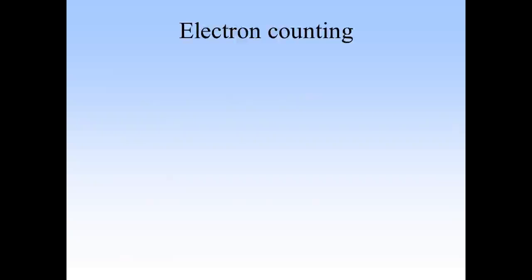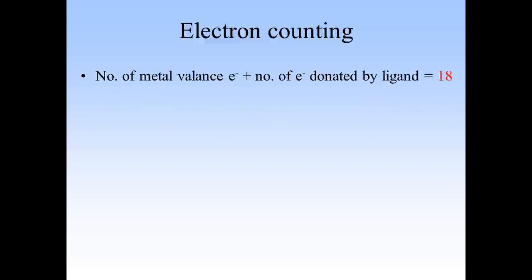Now how are we going to count the electrons? Here is the calculation, very simple. The number of valence electrons of the metal is added to the number of electrons donated by the ligands. If it comes to a tally of 18, then that organometallic compound is very stable.